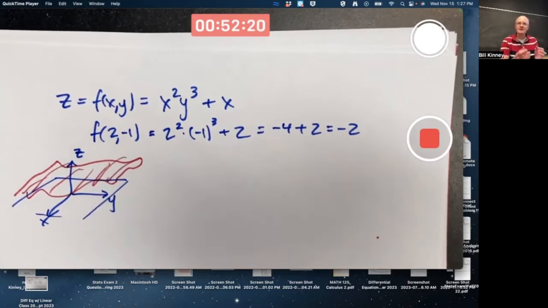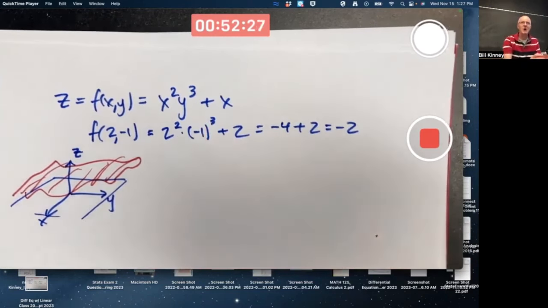Though we did special cases where one looked like kind of like a bowl shape. That was x squared plus y squared. What does the graph of this one look like? I have no idea offhand. I'm sure it does not look like that.